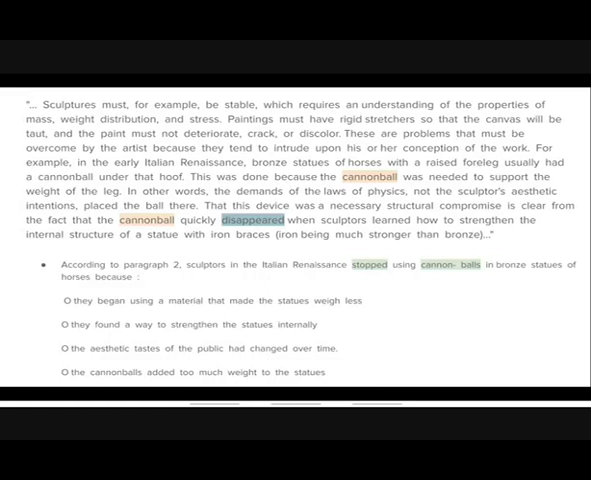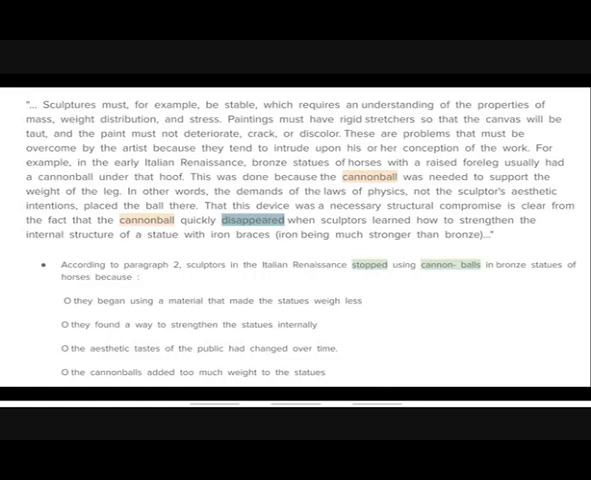So the keywords for this question are stopped and cannonballs. Now we move to the paragraph. We skim the paragraph and we see the word cannonballs in 2 sentences, and we see also the word disappeared in 1 sentence. We see the phrase cannonballs here and here.